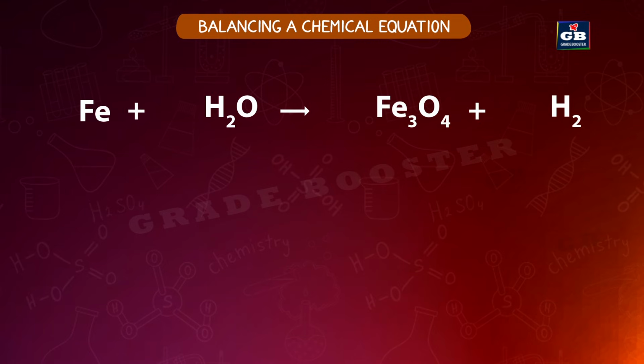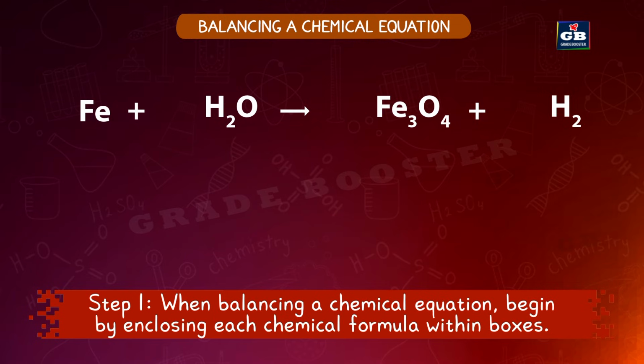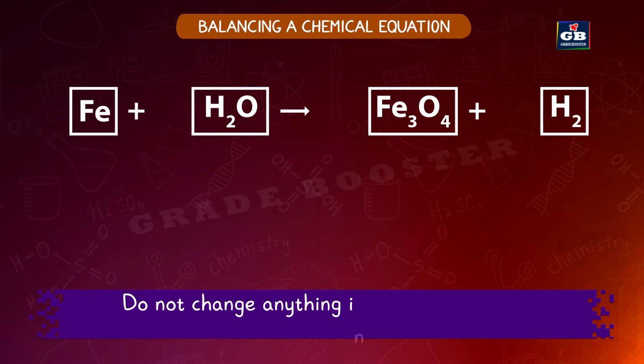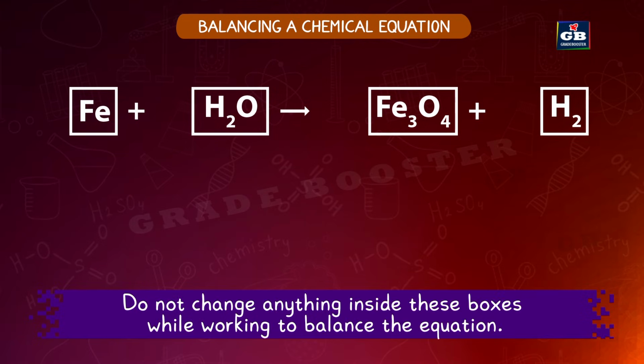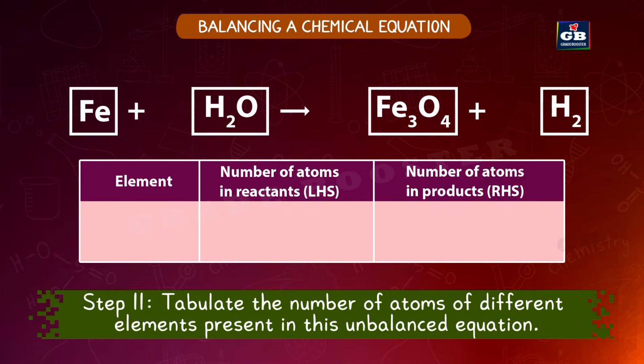Fe plus H2O gives rise to Fe3O4 plus H2. Now let us balance this chemical equation. Step 1. When balancing a chemical equation, begin with enclosing each chemical formula within boxes. Do not change anything inside these boxes while working to balance the equation. Now tabulate the number of atoms of different elements present in this unbalanced equation.